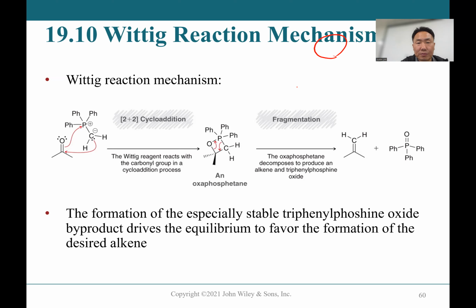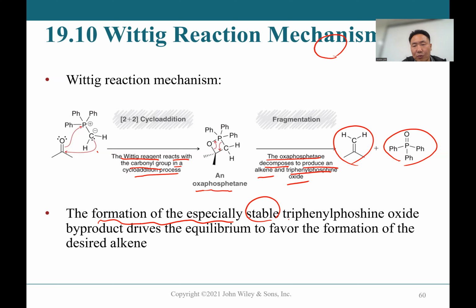Let's check the mechanism. With the reagent and with the carbonyl group, a 2+2 cycloaddition. So you can see an oxaphosphetane. The oxaphosphetane decomposes to produce an alkene and triphenylphosphine oxide. The formation of the especially stable triphenylphosphine oxide byproduct drives the equilibrium to favor formation of the desired alkene.